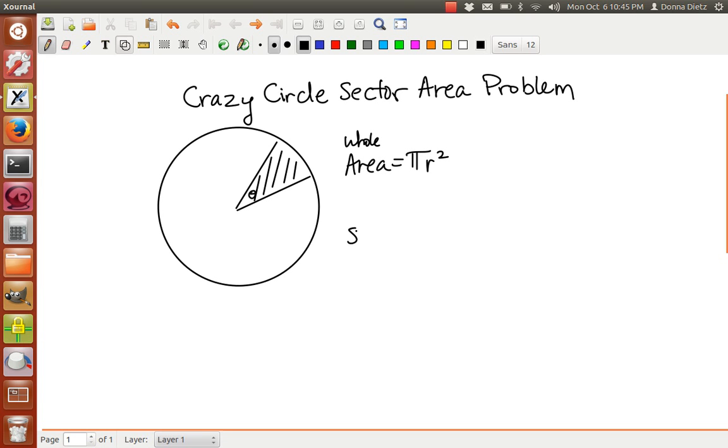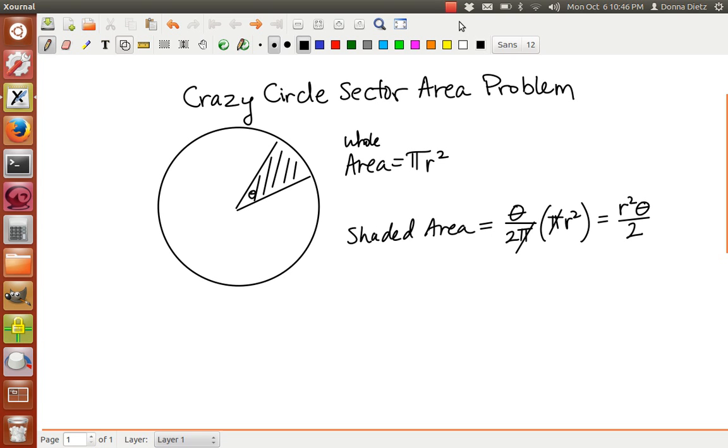Okay, and the shaded area has to be some ratio of the whole circle. So it's theta over 2 pi times pi r squared. These guys cancel out and you get r squared theta over 2. Okay, so that's really how you do the problem.